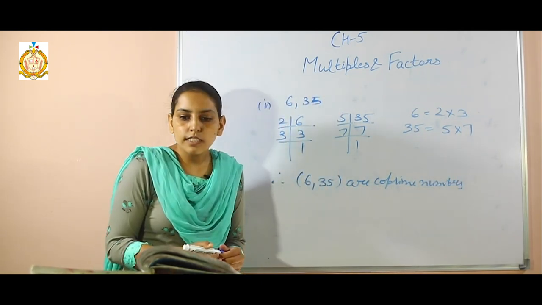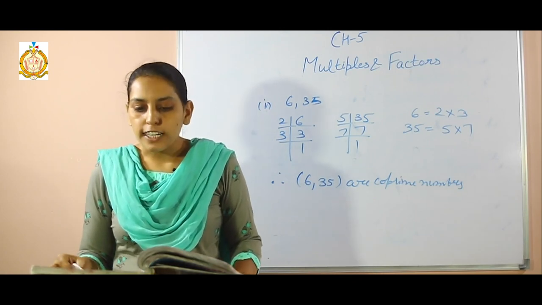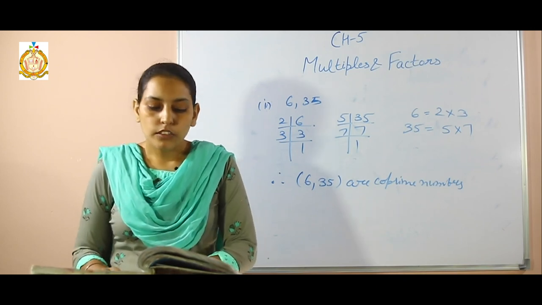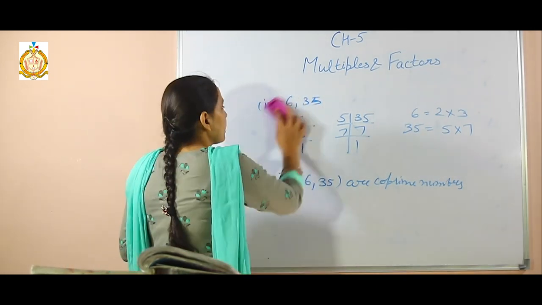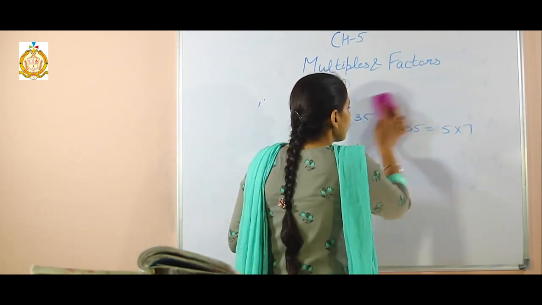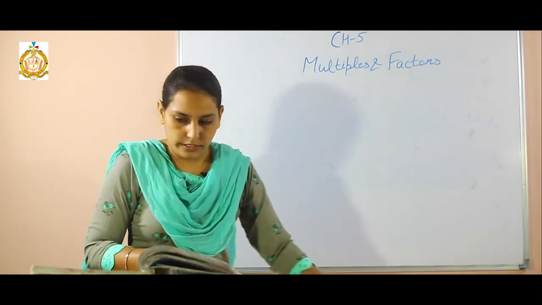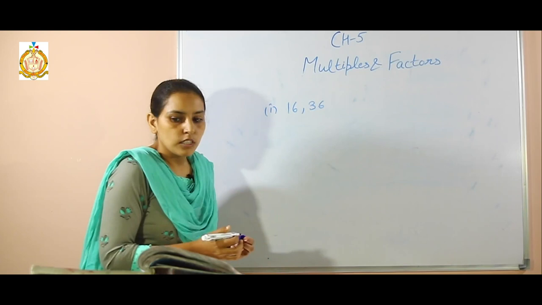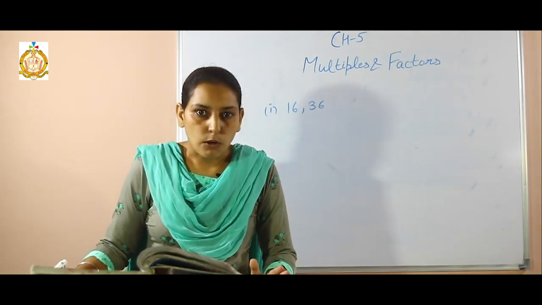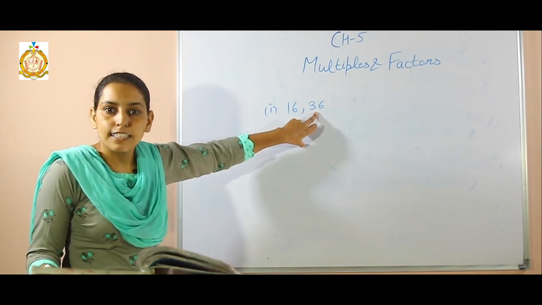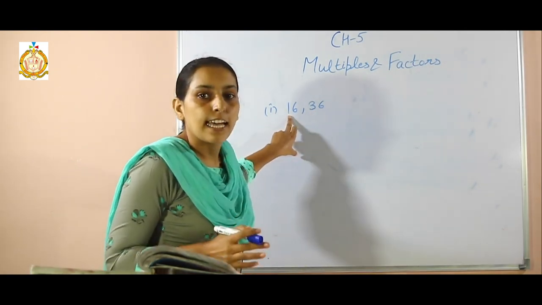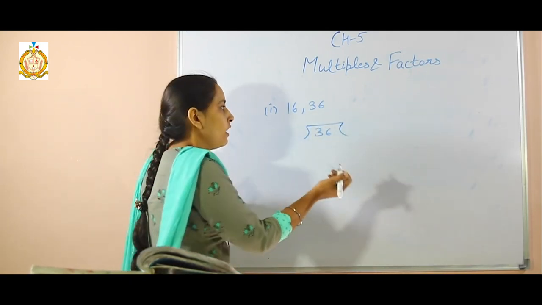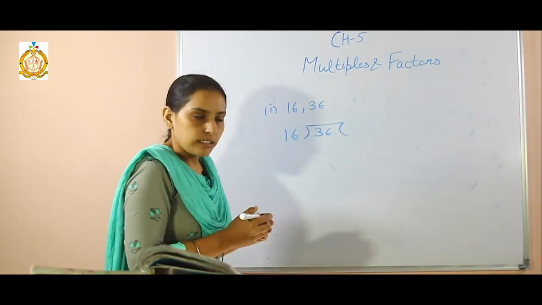Therefore 6 and 35 are co-prime numbers. Students, in this exercise, last, you have to find the HCF by the division method. In the division method there are two numbers. The first pair is 16 and 36. First of all, select the higher number as the dividend and the lower number as the divisor.